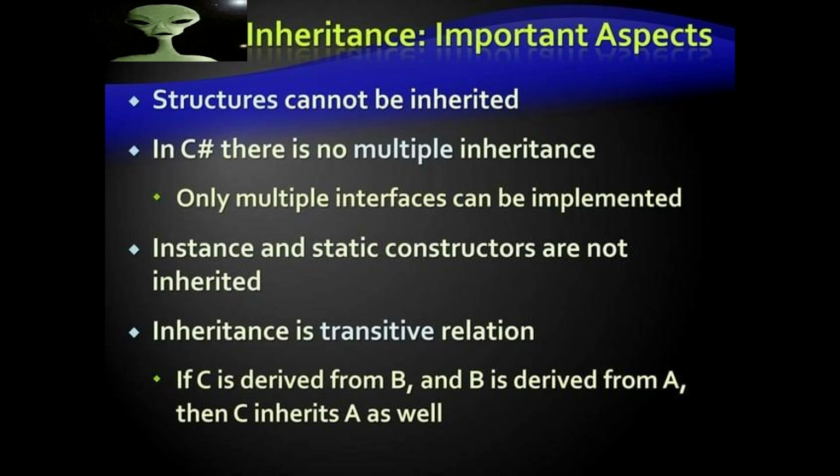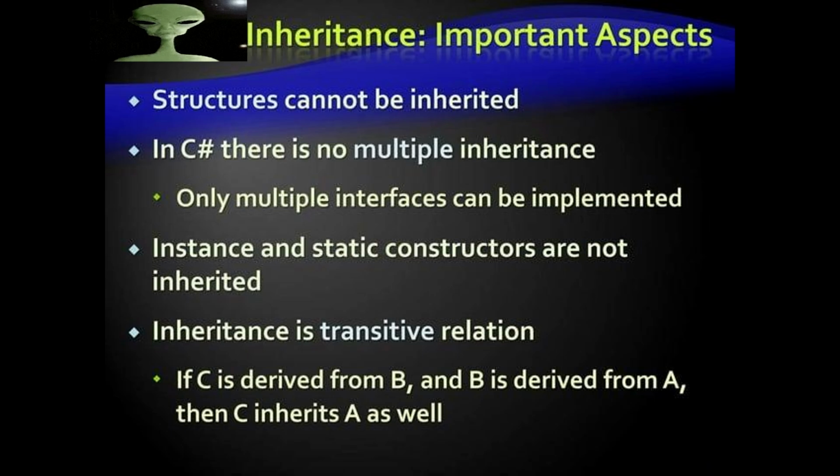In C#, structures, which are a data type, cannot be inherited. As discussed previously, there is no multiple inheritance, only multiple implementation of interfaces. Instance and static constructors are not inherited. Inheritance is a transitive relation. If C is derived from B, and B is derived from A, then C inherits A as well.